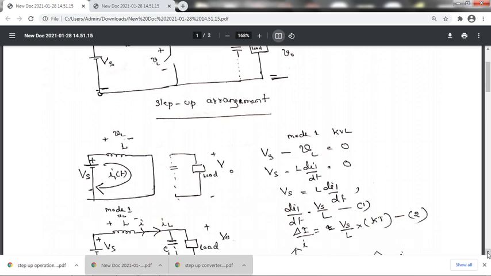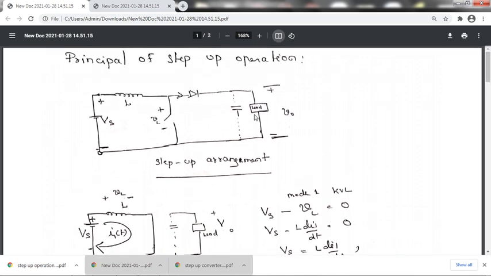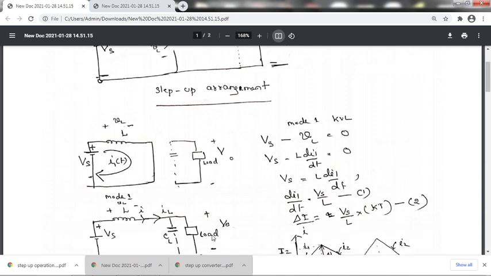So this works in two modes. Mode 1 is when we close the switch, and mode 2 is when we open the switch. First of all, we close the switch. When you close the switch, the current is flowing in this way, because the source voltage is there and your inductor is there.